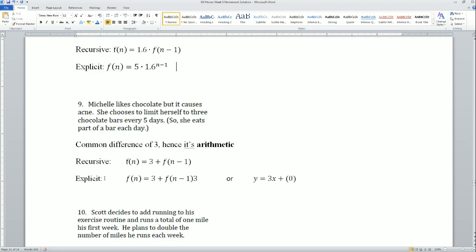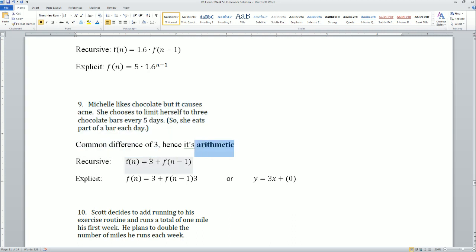Next, Michelle likes chocolate but it causes acne. She chooses to limit herself to 3 chocolate bars every 5 days so she can eat part of a bar each day. So the common difference is 3. The reason I know it's 3 is because she's eating 3 every day, right? It doesn't increase, okay? It's 3 every single day. So it's a constant difference of 3.